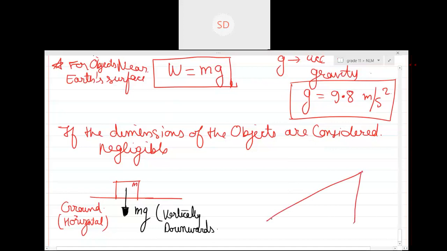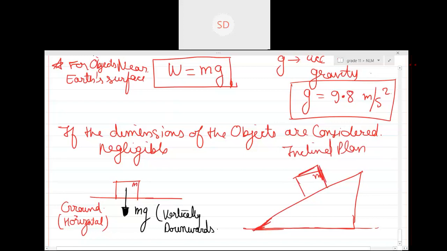Okay, what if I place the object on an inclined plane like this? Can you see an inclined plane? Yes, sir. So this object is on an inclined plane. So there is this object of mass m.